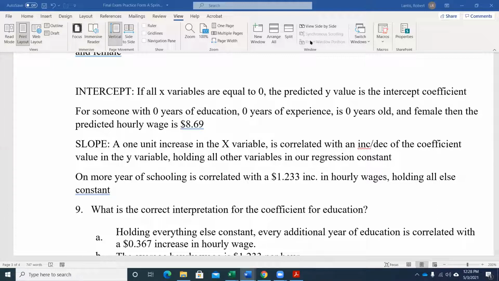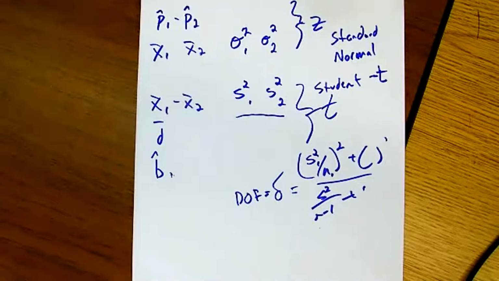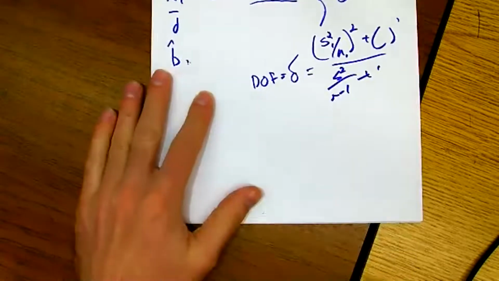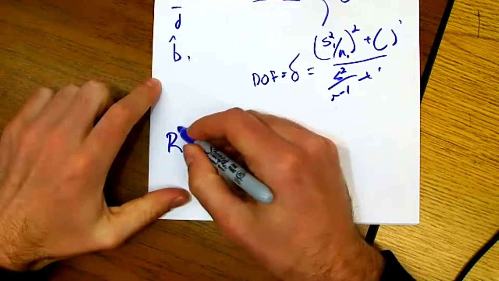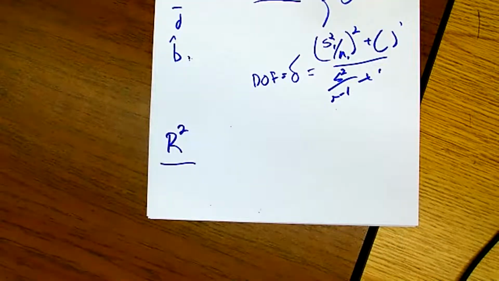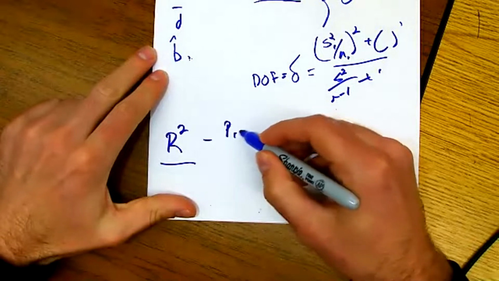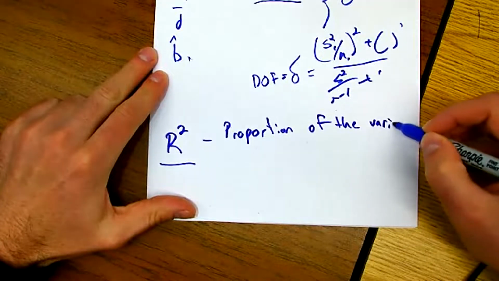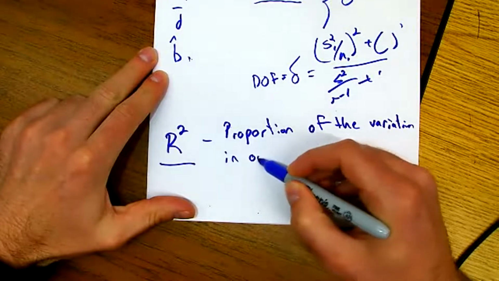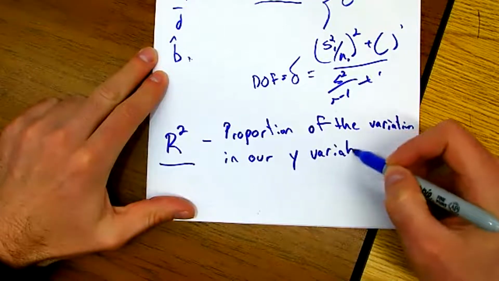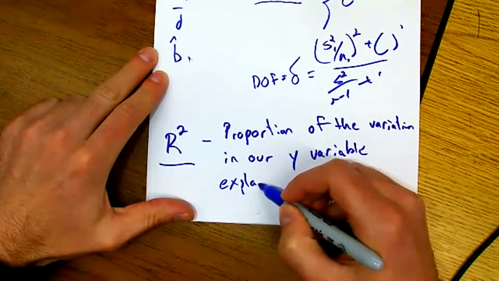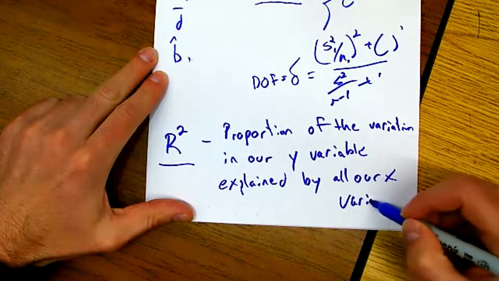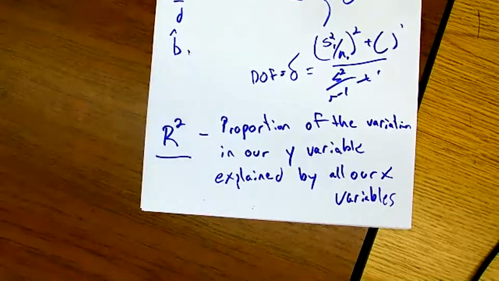One other thing I didn't mention, and this could be short answer, could be a multiple choice question. When we're thinking about linear regression, one other thing we want to make sure we know is what that R squared tells us, okay? Our R squared was telling us the proportion of the variation in our Y variable, or our left-hand side variable, explained by all our X variables, right? That was the general form of the interpretation.